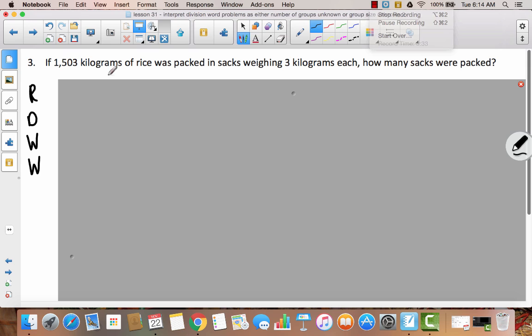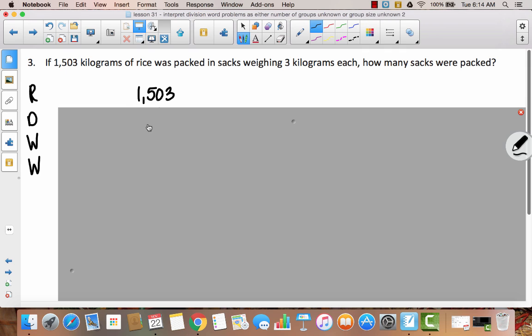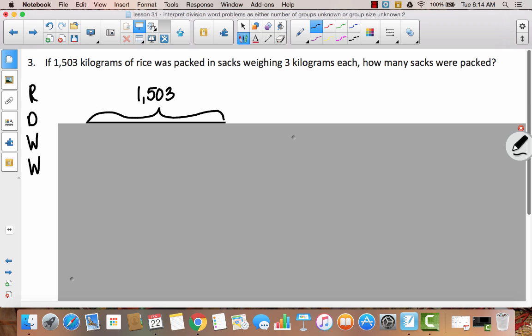Okay, so first of all, in my tape diagram, I know what the total is, right? I know my total is 1,503. So when I look at this 3 kilograms each, this is the information that I was given. I had to ask myself, does this tell me the number of groups, or does this tell me the group size? Well, it says that they're putting these in sacks weighing 3 kilograms each. So this is group size. And what I'm trying to figure out is the number of groups, or the number of sacks in this case.